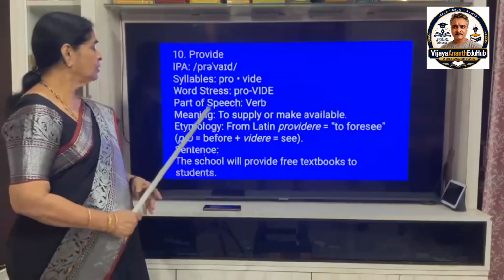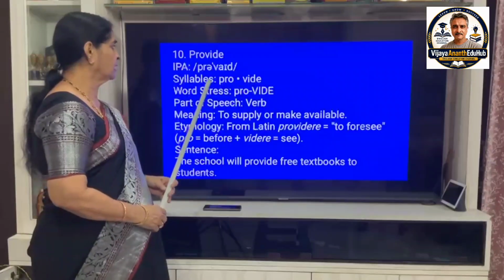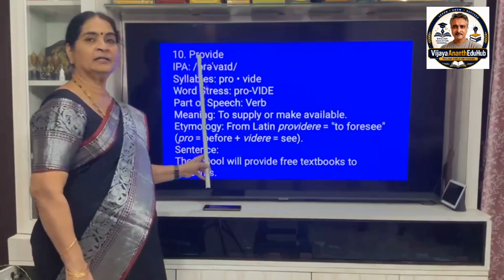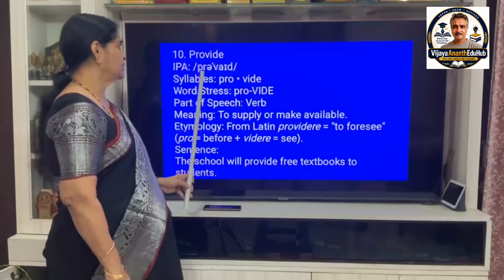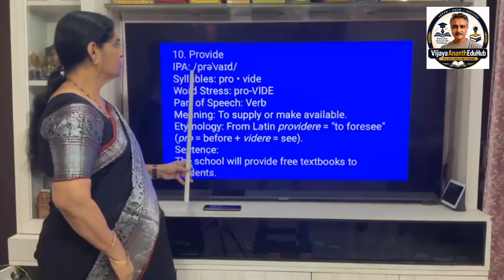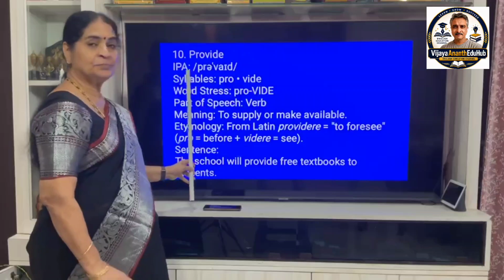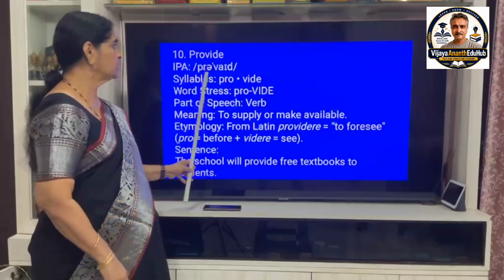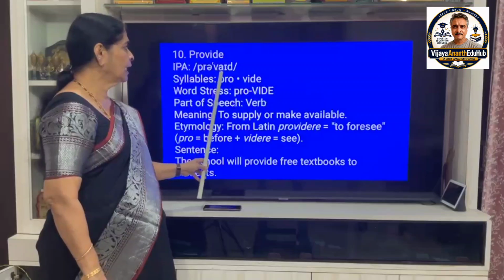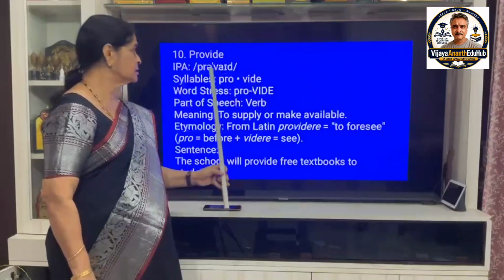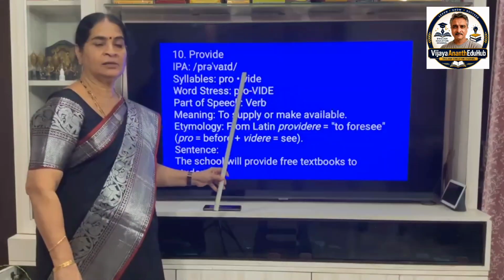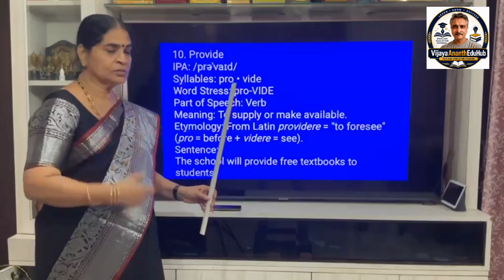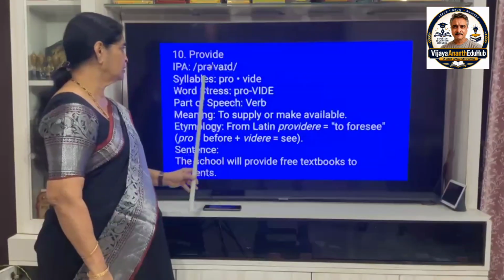Then the 10th one, provide. The root is vid. Pra is a short vowel, it's not O. Pra, v, i, d. So it's provide, not provide. It's not an O sound. Okay, it's provide.